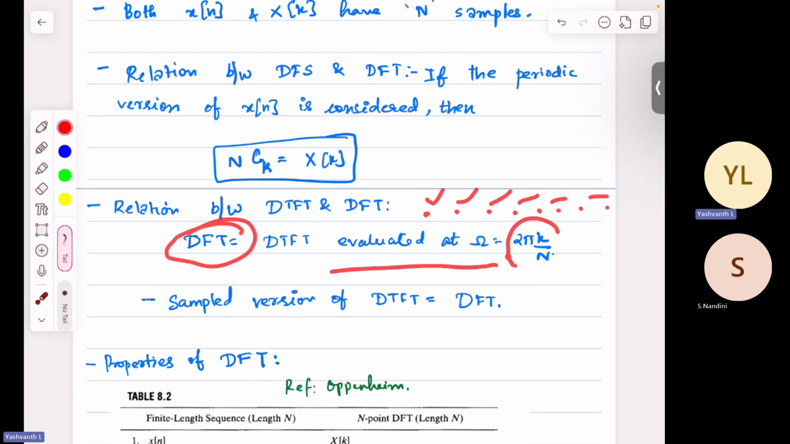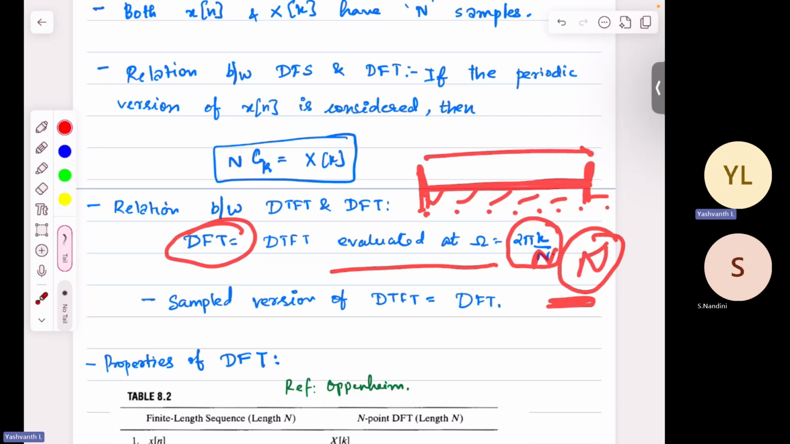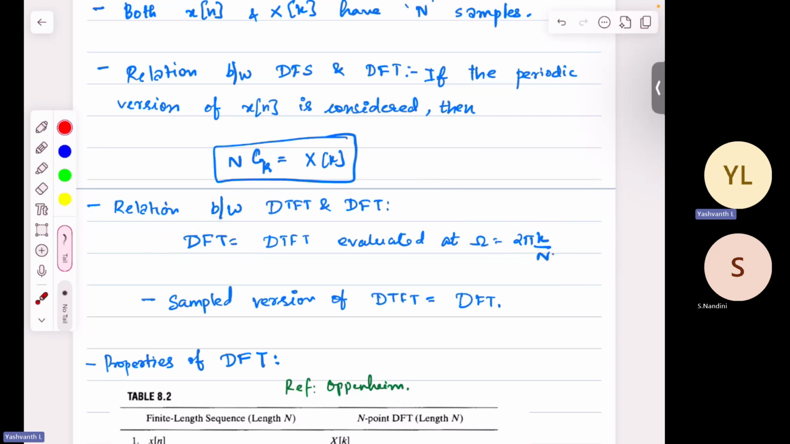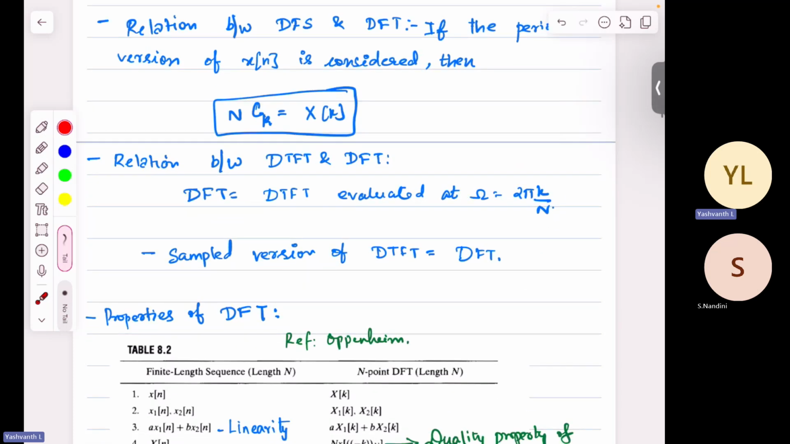And recall that the DTFT is a periodic signal in 2 pi, right? So within one period of the DTFT, if you take N samples, that constitutes the N-sample DFT of the same discrete time signal for which you have constructed your DFT. Okay, sampled version of the DTFT equals the DFT.